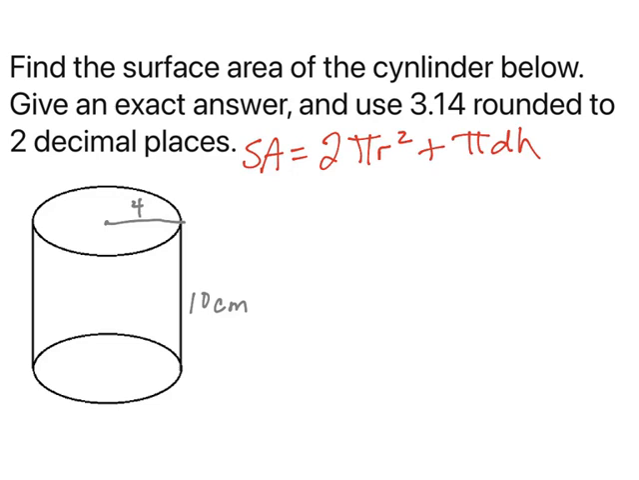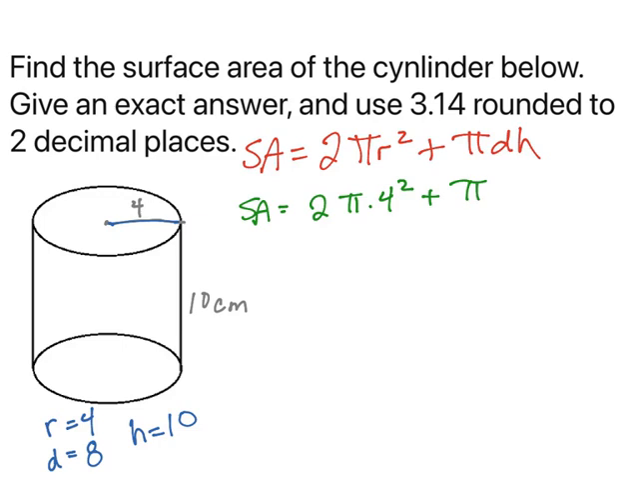Well, we need the radius, and we see the radius is 4. So r equals 4. That means the diameter is 8, because remember, the diameter is double the radius. And we know the height is 10. So let's plug in what we know. Our surface area is 2 pi times 4 squared plus pi times 8 times 10.